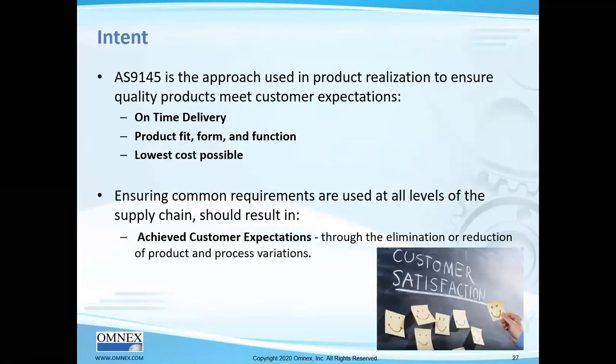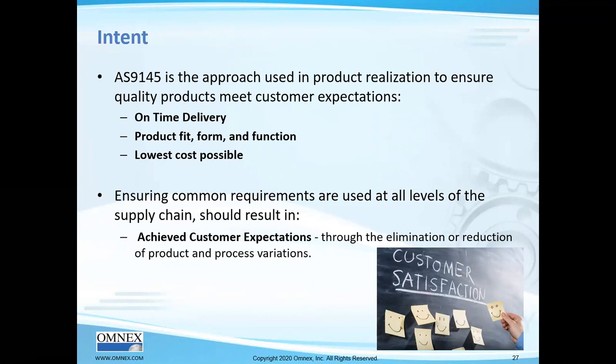Okay. So the intent of AS9145 is an approach used for production realization to ensure that quality products meet all the customer expectations. And I listed 3 things right there that the customer will always want. These 3 things will never change from your customer. And if you think about it, it's the same 3 things when you go buy something, from a new car to a washer and dryer to a toaster oven, whatever it may be. You want it on time, right? When you're ready to buy it, you want it. When you get it home, it needs to have the right fit, form, and function. Does what it's supposed to do, looks like it's supposed to. And then you also want it for the lowest cost possible. Those are the same 3 things your customer is always going to want. Those will never change.